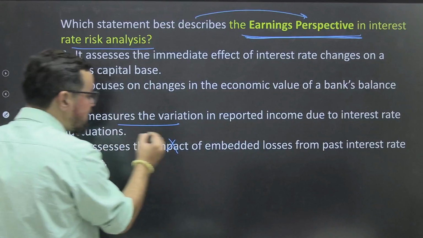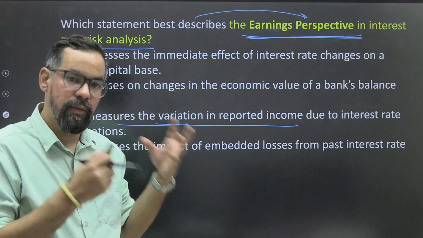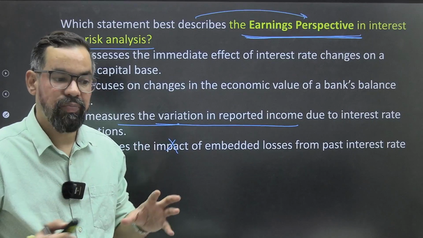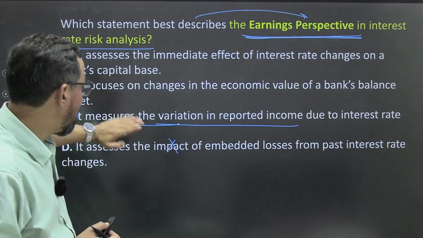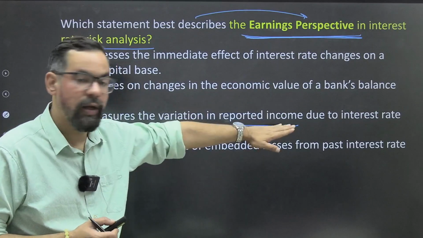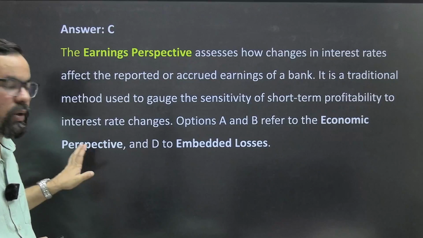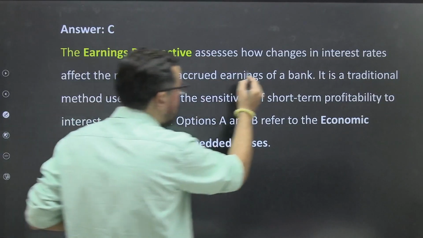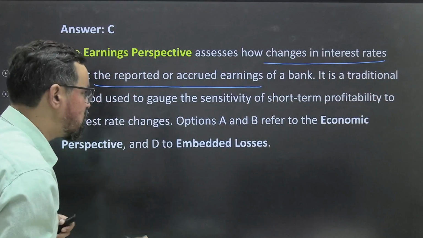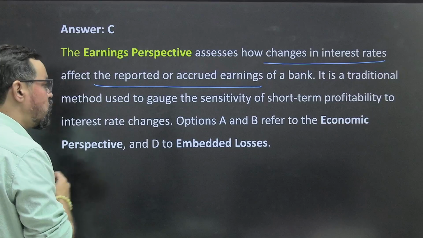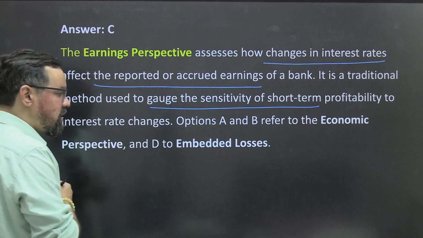Why C? It measures the variation in earning perspective, which is basically how it is going to make an adverse impact on our overall earnings. ठीक है. Due to this interest rate risk, how much loss we are going to make. So it measures the variation in reported income, कि जो हमारी इनकम है उस पर किस तरीके से इफेक्ट पड़ेगा ड्यू टू इंटरेस्ट रेट फ्लक्चुएशन. ठीक है, that's why option C. Earning perspective assesses how changes in interest rate affect the reported or accrued earnings of the bank. It is a traditional method used to gauge the sensitivity of short-term profitability to interest rate changes. So that is the one.